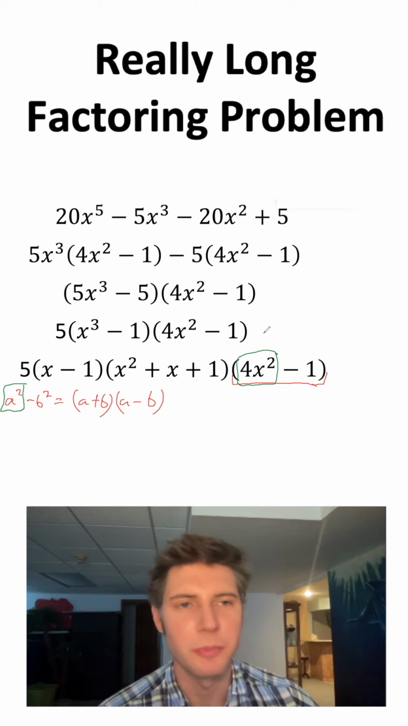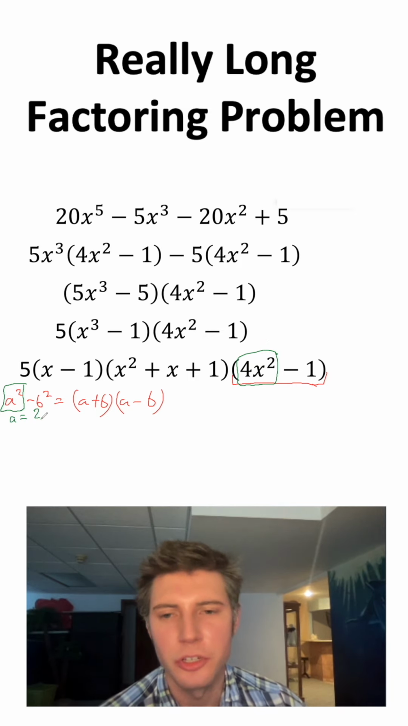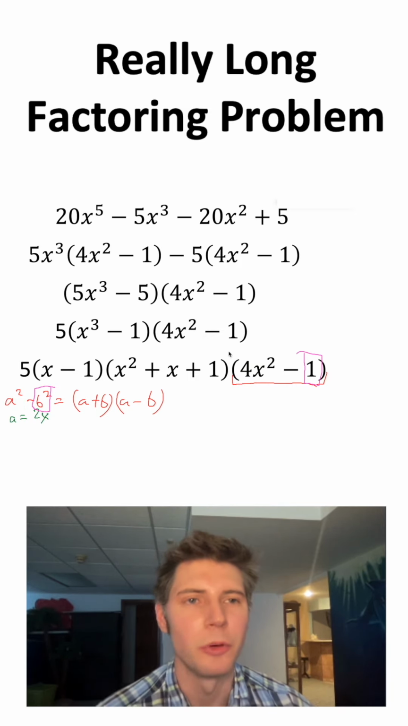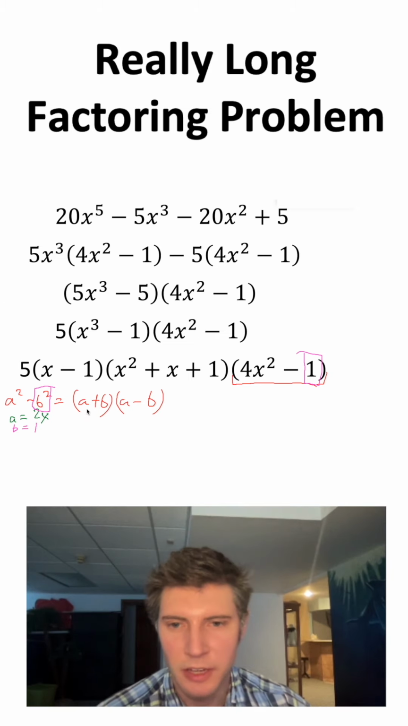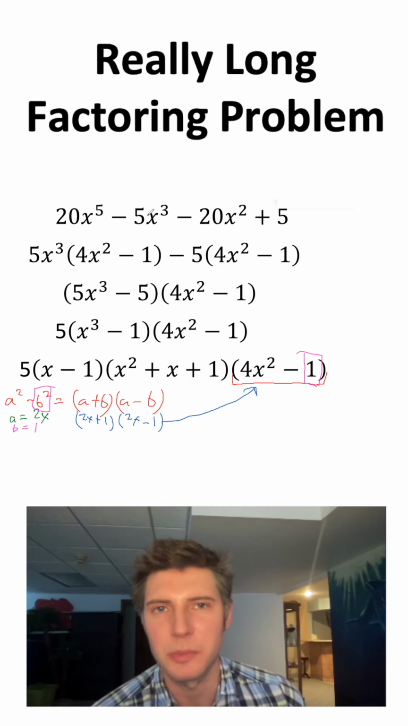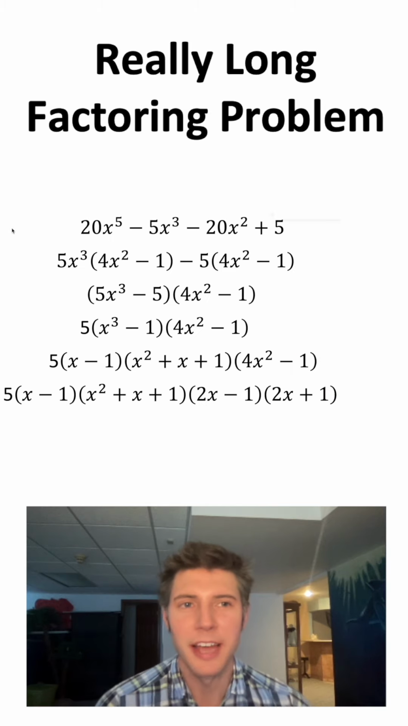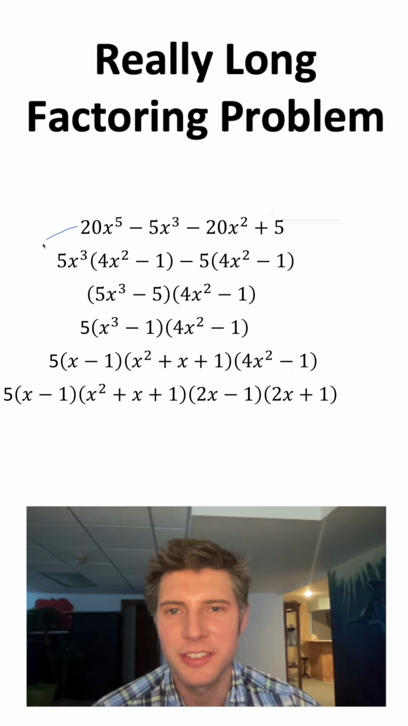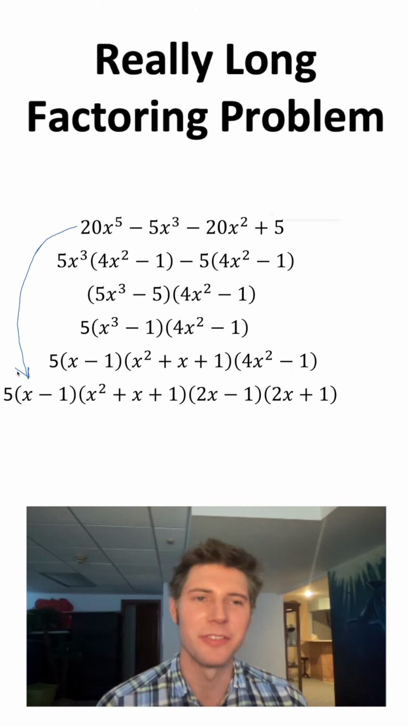I can see the a squared is my 4x squared, so that means a is equal to 2x. And I can see b squared is equal to 1, which means that b equals 1. So now I plug in 2x for a and 1 for b. And that gives me 2x plus 1, 2x minus 1. So I'm going to put the 2x plus 1, 2x minus 1 right there. And now we factored it all the way. So this is the same thing as this. That is a very long factoring problem.